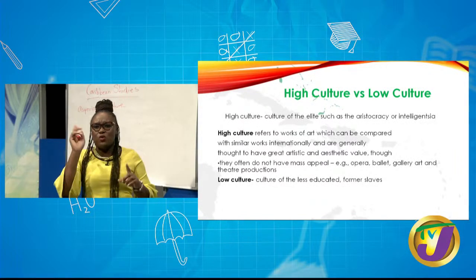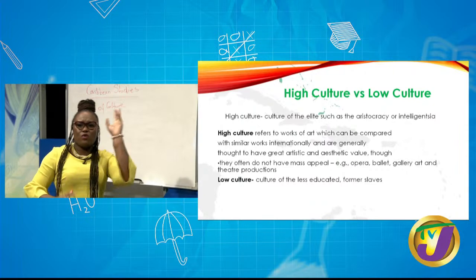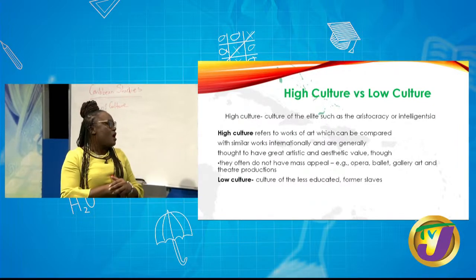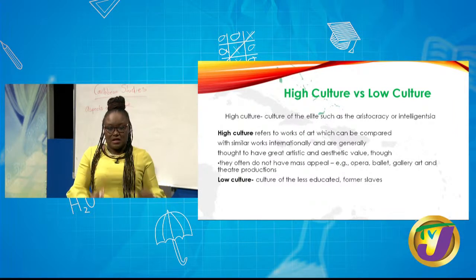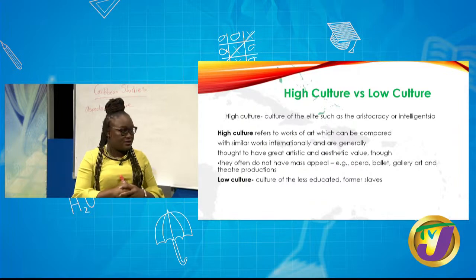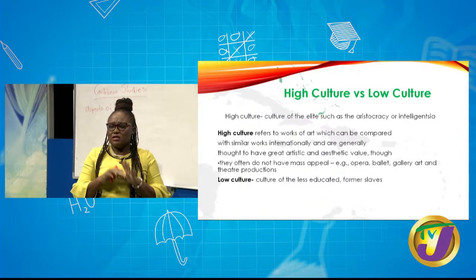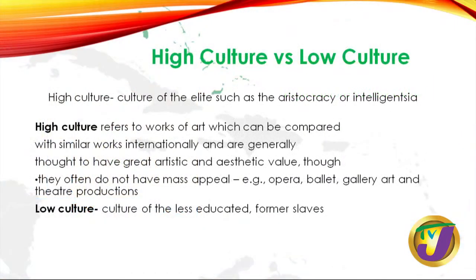High culture versus low culture. What do we mean by that? How can one culture be high and one be low? All right? When we talk about high culture, we're talking about the culture of the elite, the culture of those who own the means of production in a society. So it's considered to be proper. Those are the words that are used. Proper. So we're talking about things like the opera and the ballet and going to look at art and all that kind of thing. That's what we call high culture.